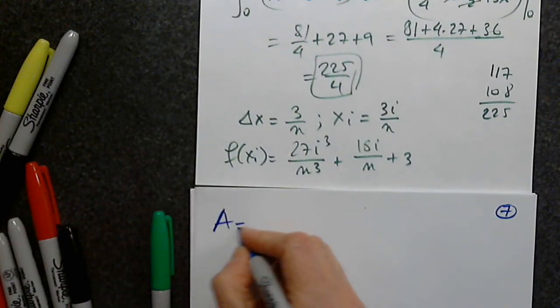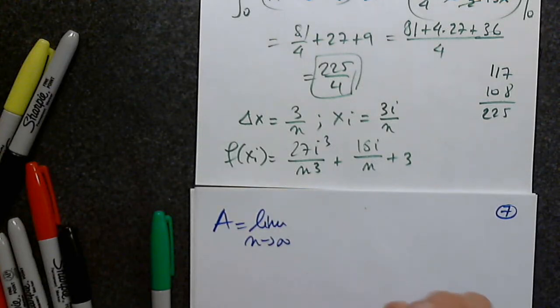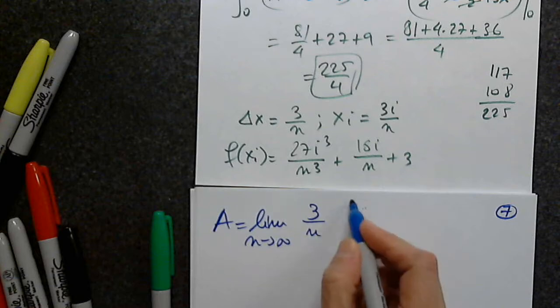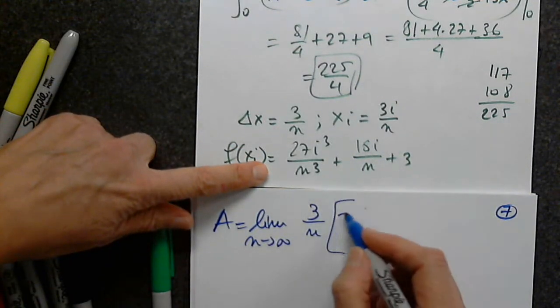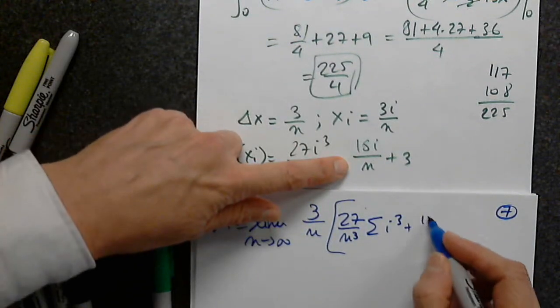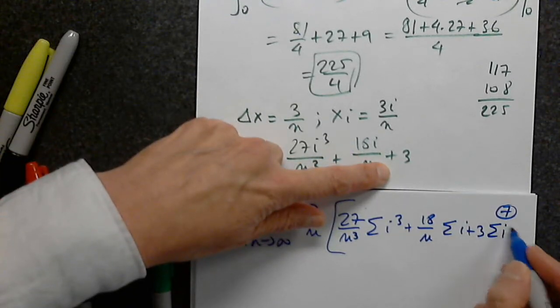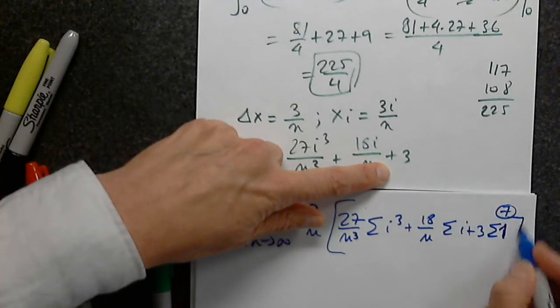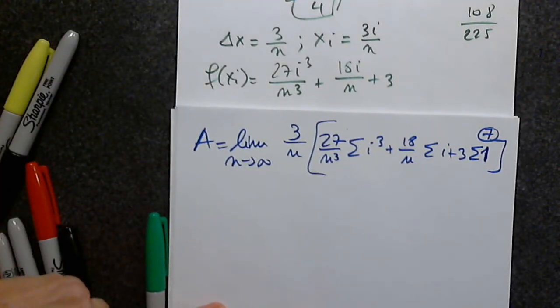So the area equals the limit as n approaches infinity. I will put delta x in front, 3 over n. And I have to apply the sum to these: 27 over n cubed, the sum of i cubed, plus 18 over n, the sum of i, plus 3, the sum of 1. Just to reduce the amount of work of writing.